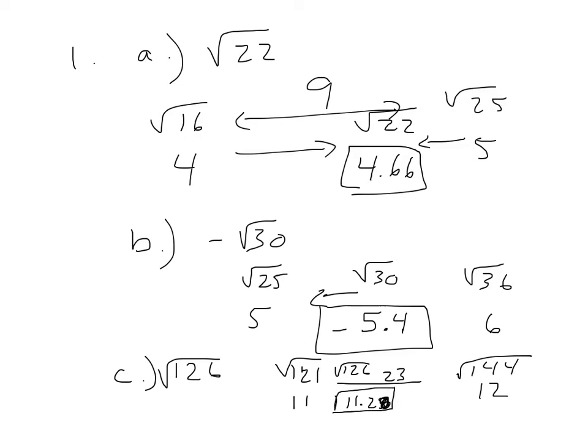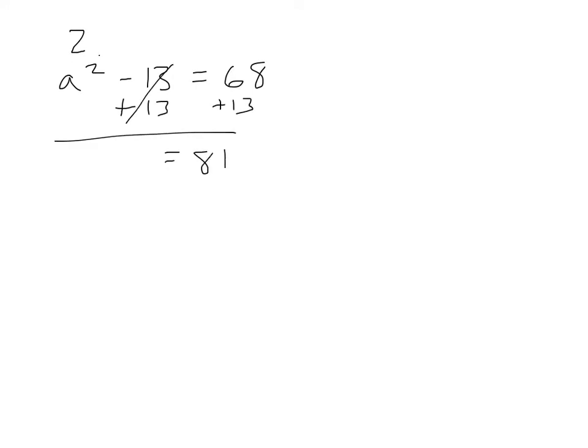Keep going. Number 2a, we've got a squared minus 13 equals 68. We want to isolate the variable, just like we're solving any equation. We've got 13 on both sides. That gives us 81 is a squared. We're interested in just a. A is being squared, so let's square root. The inverse operation of squaring is square rooting. The square root of a squared is a. The square root of 81 is 9.